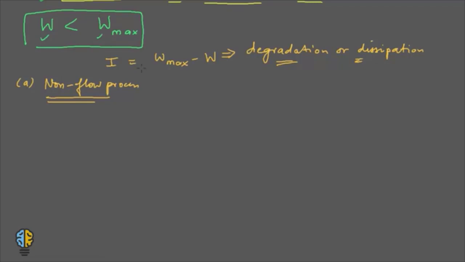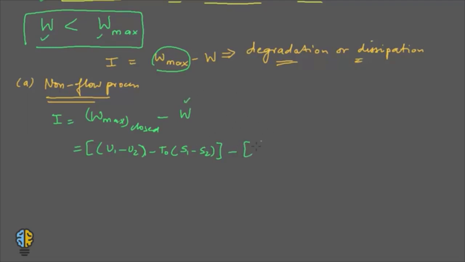Alright, so if you remember that expression, the value of I is equal to W max minus W. So the W max for a closed system has to be written over here, minus the actual work done. This would be equal to, if you remember it, U1 minus U2 minus T naught into S1 minus S2. So this is the maximum work that can be taken out of a closed system, minus the actual work done, which is U1 minus U2 plus Q. Alright, so this is the expression that we are looking for. So this is the maximum work, and this is the work done by the actual system, or actual work done.